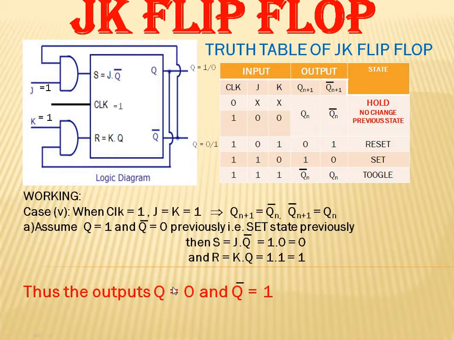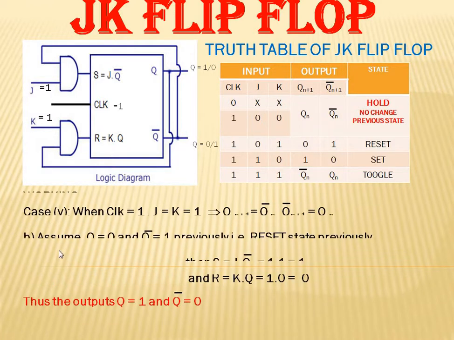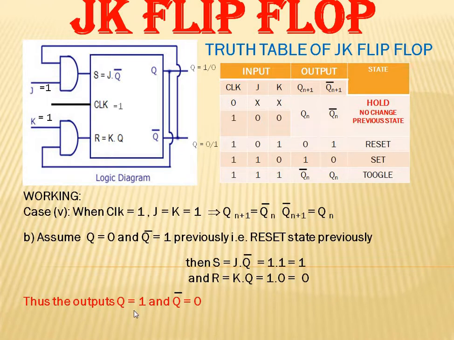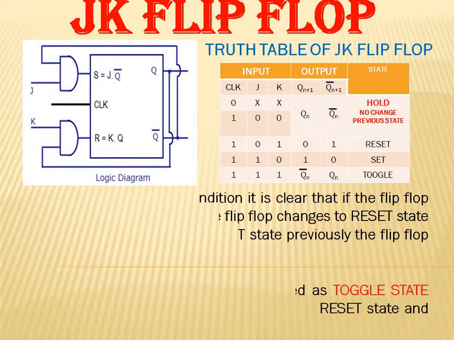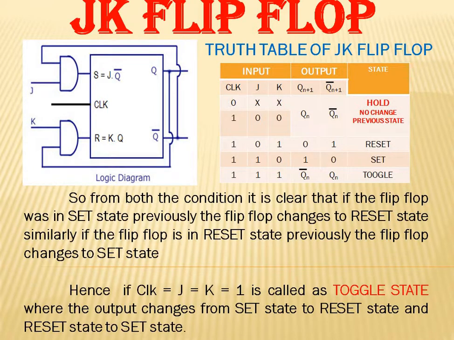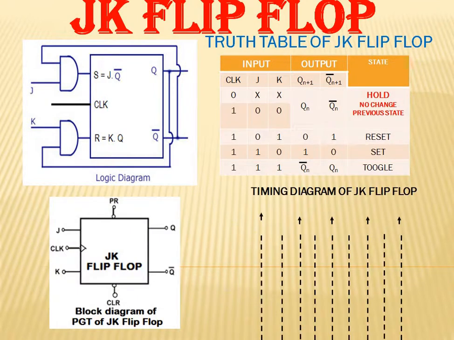If we observe in these two conditions, when Q was 1, after the application of the clock pulse, Q becomes 0. When Q is 0, after the application of the clock pulse, Q becomes 1. That means the output of the flip-flop toggles between set and reset state. Continuously, if you apply the clock pulse, the flip-flop will oscillate between set and reset state. Hence, this state is called the toggle state. This is the importance of the JK flip-flop.